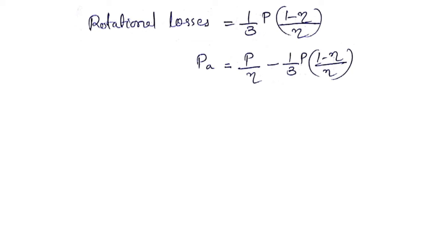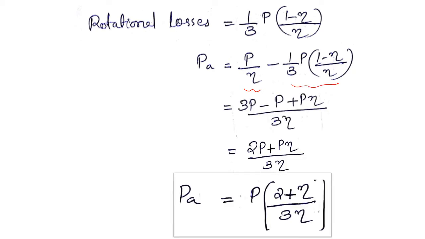So the value of PA, that is power developed in armature, is equal to the input power minus rotational losses. That is equal to PA is equal to P into 2 plus eta divided by 3 eta. So you have to keep by heart this equation to substitute when you write the exam.